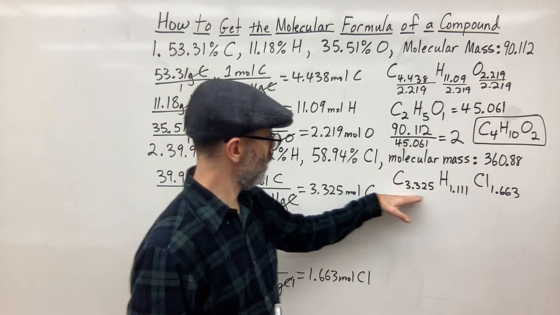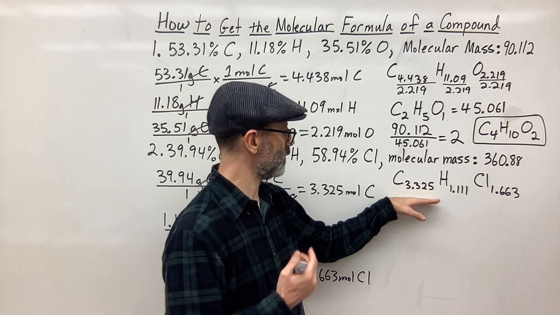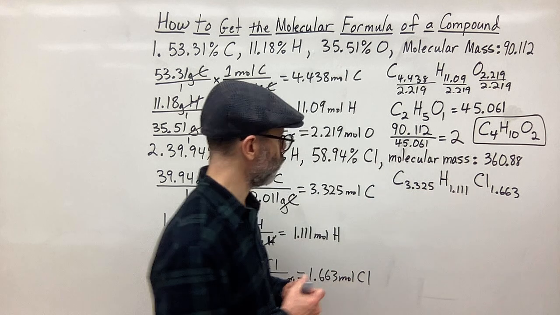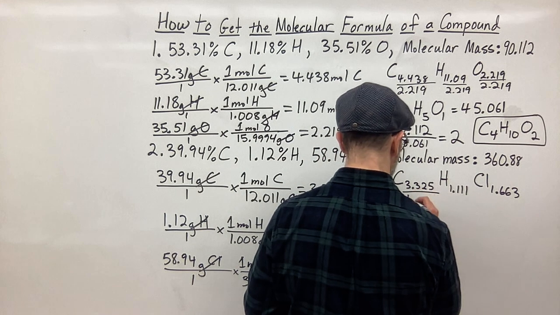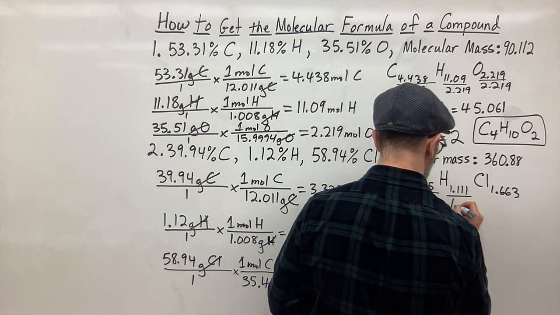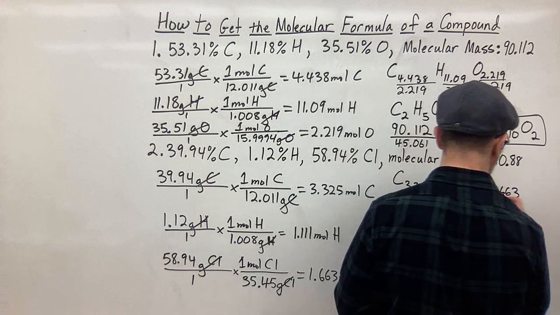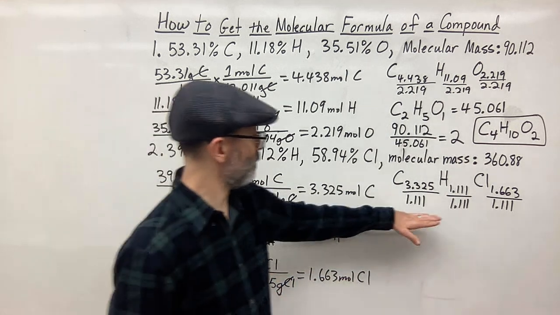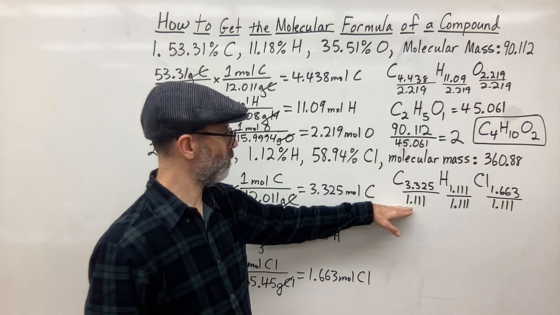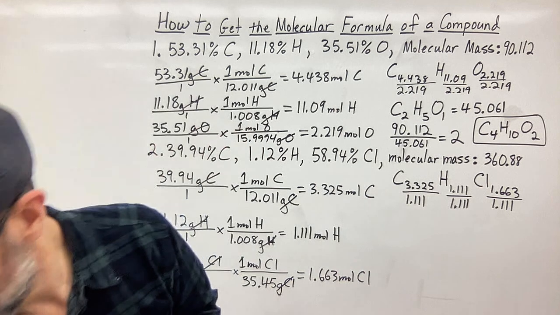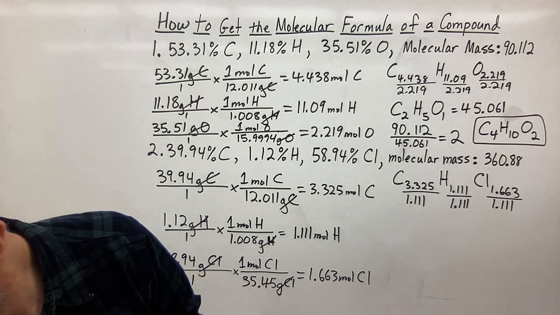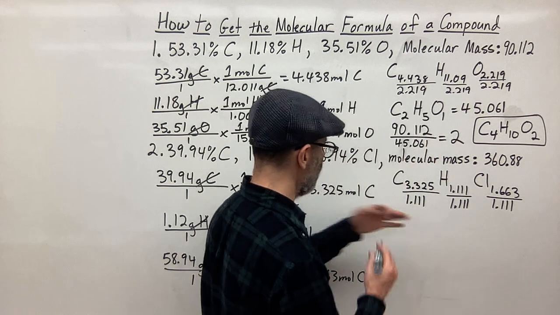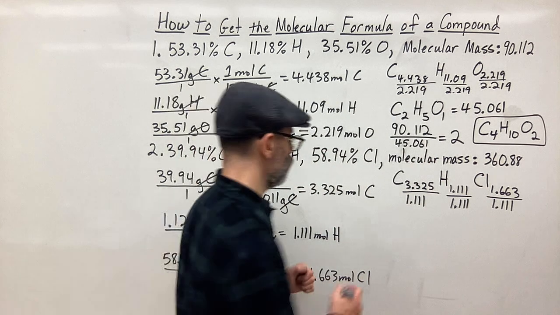And again, these are my mole ratios, but they're ugly because they are not in whole number ratio. So I'm going to divide by the smallest one, which is 1.111. If I divide everything by 1.111, I'll get closer to whole numbers. Hopefully I get whole numbers, but if I get a fraction, I can multiply that out. So let's see what happens. If I divide this by 1.111, I get 2.99, which is very close to 3.